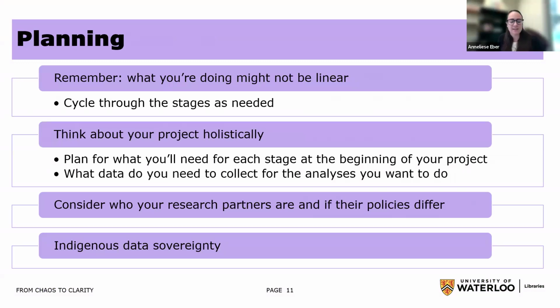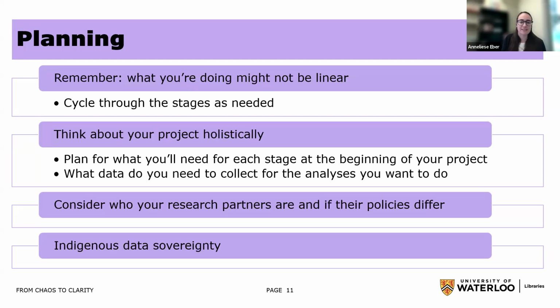Yeah, and thinking about planning as we go and plan a project, like Antonio's already mentioned, it's really important to remember that what you're doing might not be linear and you might need to cycle through the stages as needed. And planning is very much the same. We create things called a data management plan or a DMP to help us work through that iterative process where we're tracking what we're doing. So there's a history and a written record of everything we've done for a project and everything we're planning to do. But it's also really important to think about your project holistically.